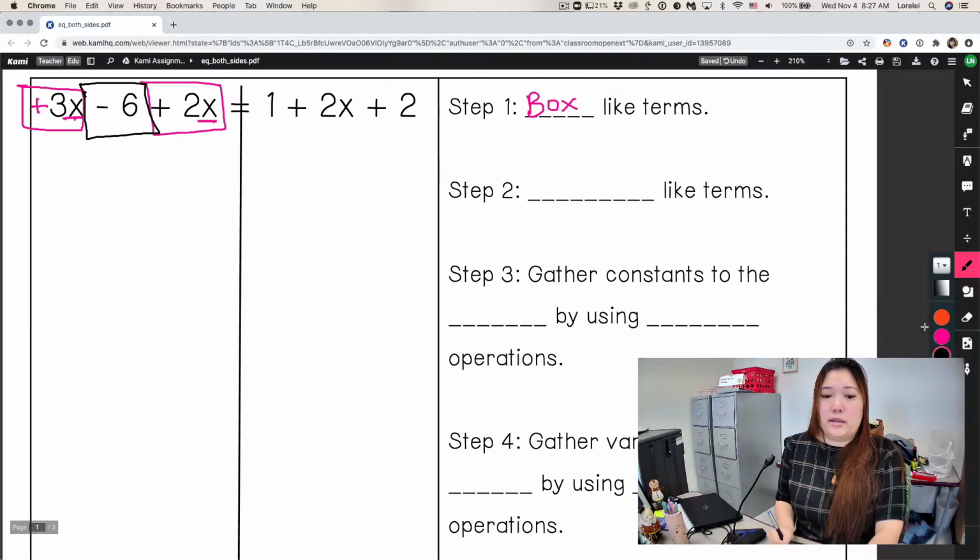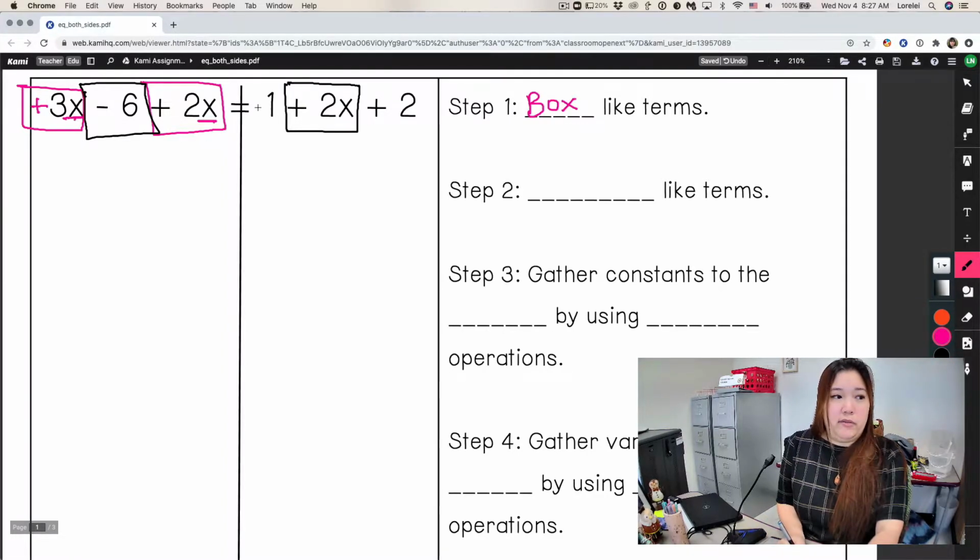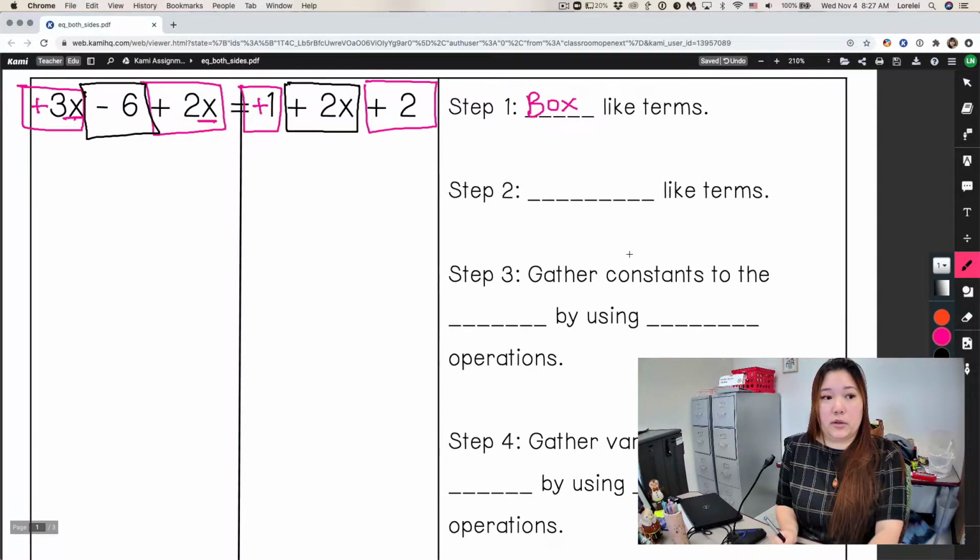Let's look at the right side of the equation. This time we have plus 2x, but it doesn't have any other x's on the right to combine with, so I'll box this one in black to show that it's by itself. And then we have this positive 1, because if there's no sign, then we just assume that it's positive, and this positive 2. Okay, so step 1 is done. We've boxed the like terms. So step 2, you can probably guess what's going to go in this blank. After boxing, we are going to combine like terms.